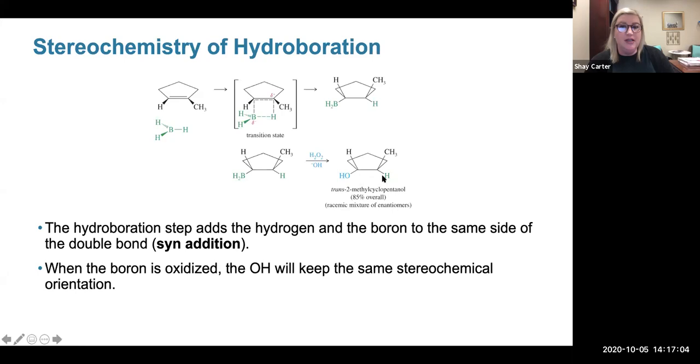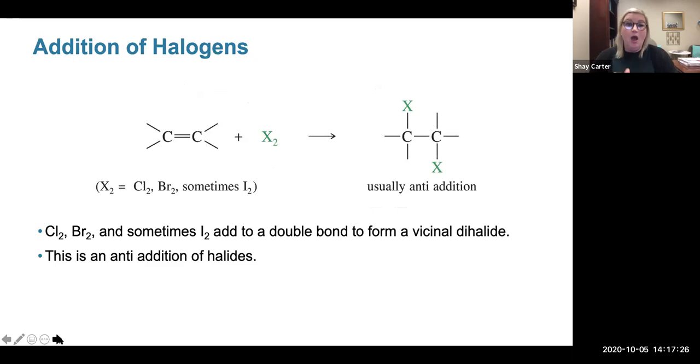Now this ends up being trans because we have a methyl group, because we're talking about a hydrogen, okay? So hydrogen would make it a trans, okay? So be thinking about that. But it adds on the same face of the ring, which we call a syn addition, the hydrogen and the hydroxyl group. Okay, so those are our hydration reactions.